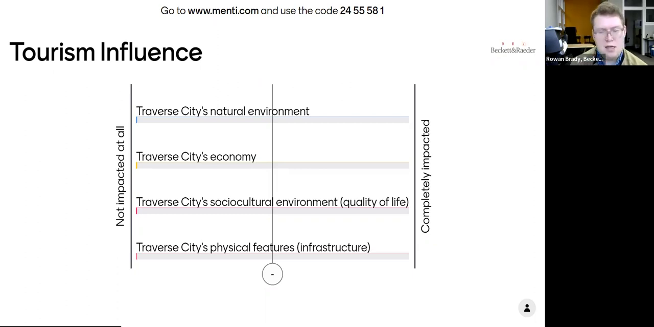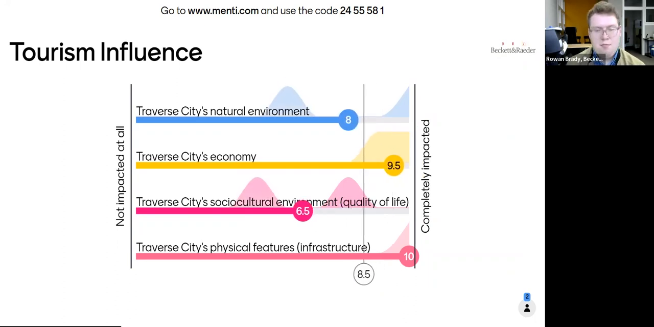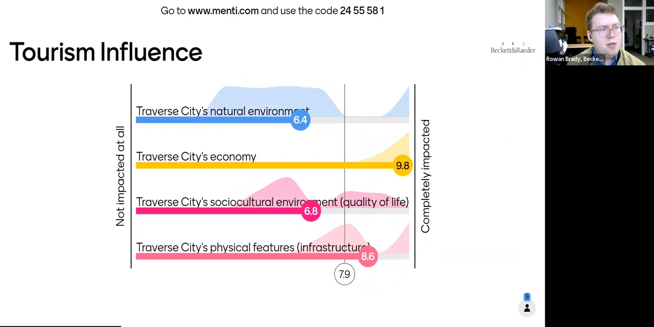So on a scale of 1 to 10, how much does the tourism industry influence Traverse City's natural environment? How much does it influence Traverse City's economy? How much does it influence the sociocultural environment, which is the quality of life, and the physical features, which is comprised of the infrastructure, roads, bridges, sidewalks. And if you happen to get kicked out of Menti, there's that link and code at the top of the screen as well.